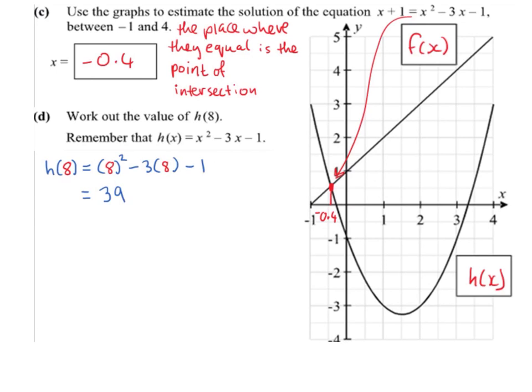So h of 8 is going to be equal to 8 squared minus 3 times 8 minus 1, which will give us 39. If we were asked for h of 5, we would have substituted 5 in place of both of the x's. If we were asked for h of minus 2, we would have substituted minus 2 in place of both of the x's. If we were asked for minus 3.6, we would have substituted minus 3.6 in place of both of the x's.